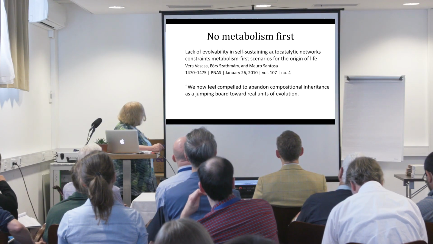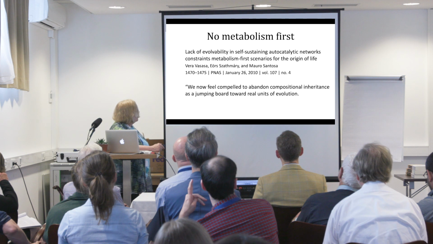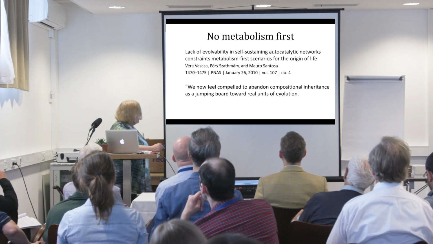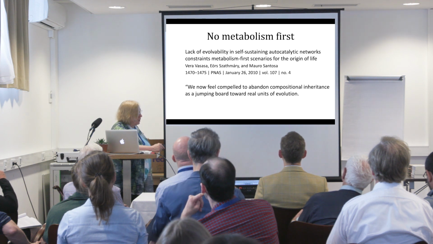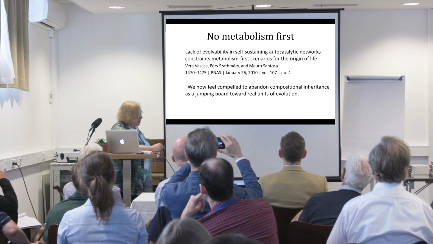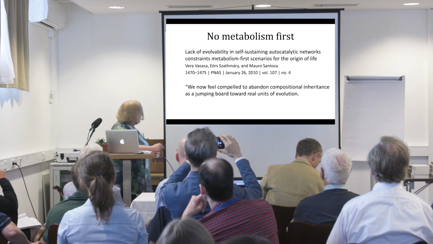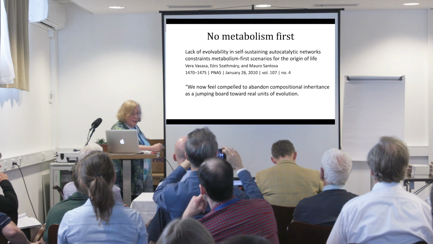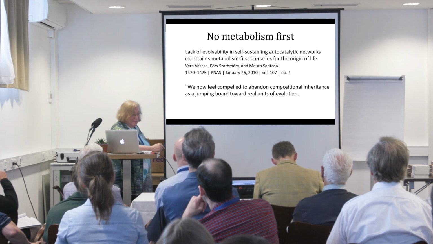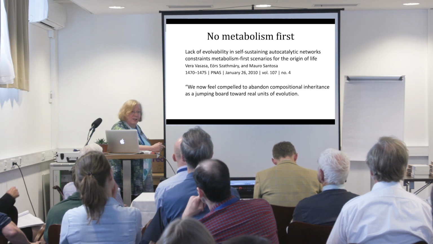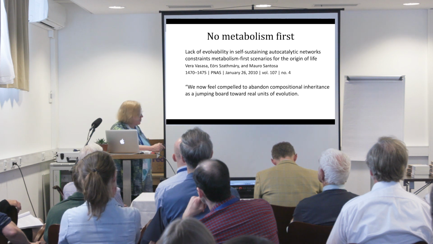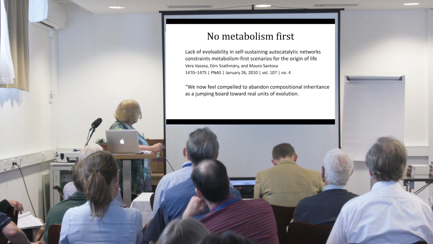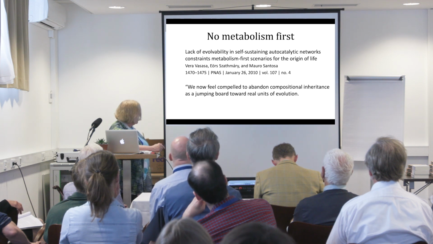Okay, I bring this in. The same group, Sasmari, that did the paper I worked on, they looked at one of the scenarios for first life, metabolism first, and they came to the conclusion metabolism first won't work. That leaves you with replication first, and nobody has an answer to that yet. We now feel compelled to abandon compositional inheritance as a jumping board towards real units of evolution.